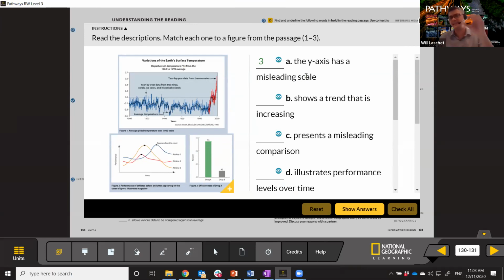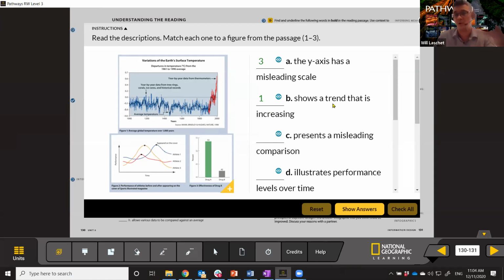So this exercise is going to reinforce to our students the things that we should be looking for when we are looking at data. So we should look at the scale. Where does it start? How is that affecting it? How about number 2? It shows a trend that is increasing. Which one of these shows a trend that's increasing? So remember, a trend is something that is changing, a change. Which one shows the trend? It is number 1. There we go. And we can see it's this red line going up.